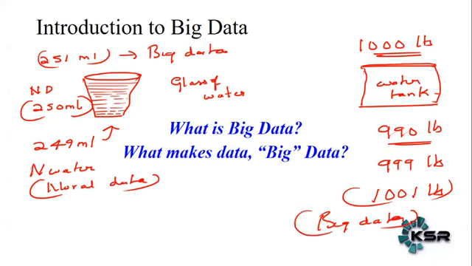Now, you may be wondering, 251 ml is also called big data. 1001 liters is also called big data, whereas 990 liters is not called big data. Now you tell me, what do you mean by big data? I have given a couple of examples where 250 ml is not big data, whereas 999 liters is also not big data, whereas 1001 liters is big data, 251 ml is big data. Now you define what is big data.